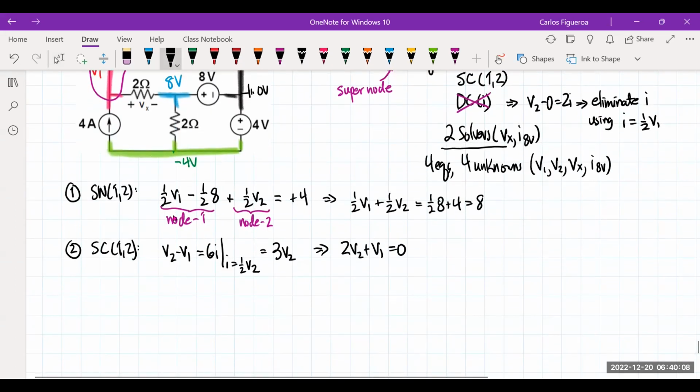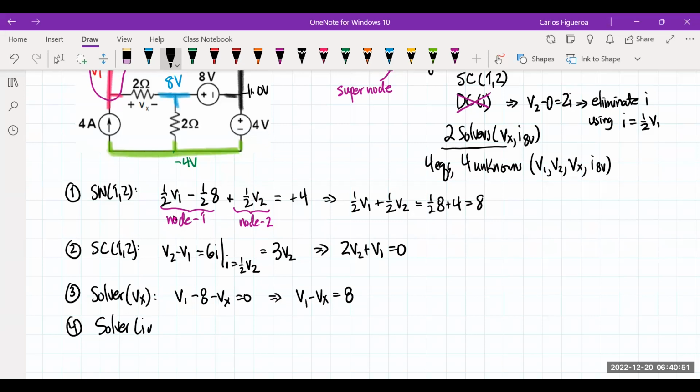Now I need my solvers. The first solver that I'm going to get is the one for Vx. You can see it's the difference across the 2 ohm, excuse me. So that has to be V1 minus 8. And then if I put it into matrix form, I'm going to take the Vx to the other side, and this should be equal to 0. But I would prefer to write it into matrix form right there.